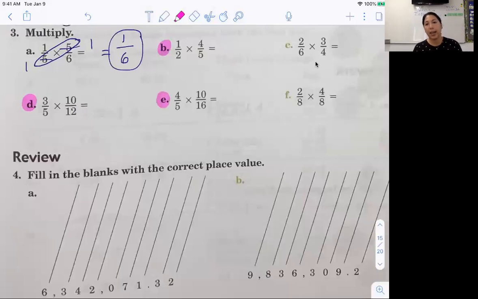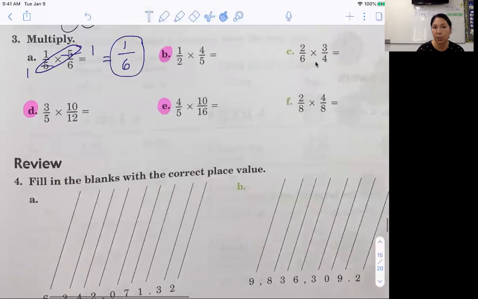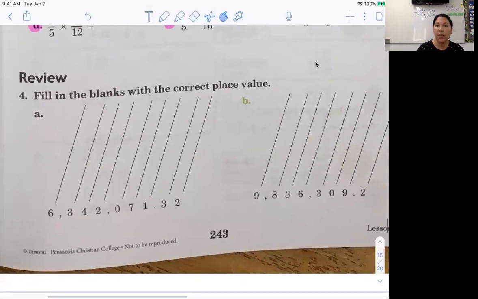Go ahead and do that now. Make sure you cross cancel before you multiply. Begin. Okay, friends, if you needed more time, keep pausing the video so that you can do B, C, and E of section 3. Let's go down to number 4.